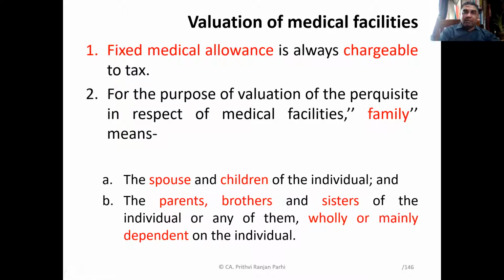And you see, this medical facility may be provided for family. As we have discussed earlier, family includes spouse and children. They are also family of the employee. And family also includes parents, brothers, sisters of the individual, or any one of them who are wholly or mainly dependent on the individual. So spouse and children may be dependent or independent, it doesn't matter. But parents, brothers, sisters, they should be dependent. If they are wholly dependent or mainly dependent, then only they are included in the definition of family. Okay, friends?